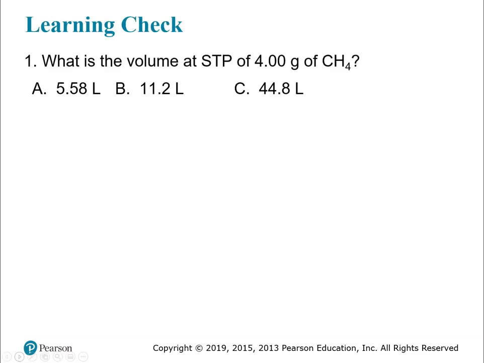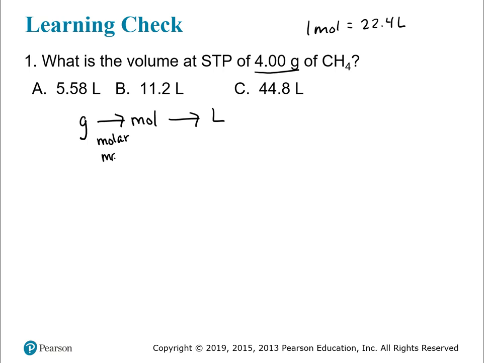Let's do another problem that's a little bit more difficult. What is the volume at STP of 4 grams of methane, which is CH4? This time we're given 4 grams. We can't really do anything with that in molar volume yet. Because, well, we don't have moles. We've got grams. But we can go from grams to moles. Don't forget your chapter 7. Grams to moles, we need to use a molar mass.